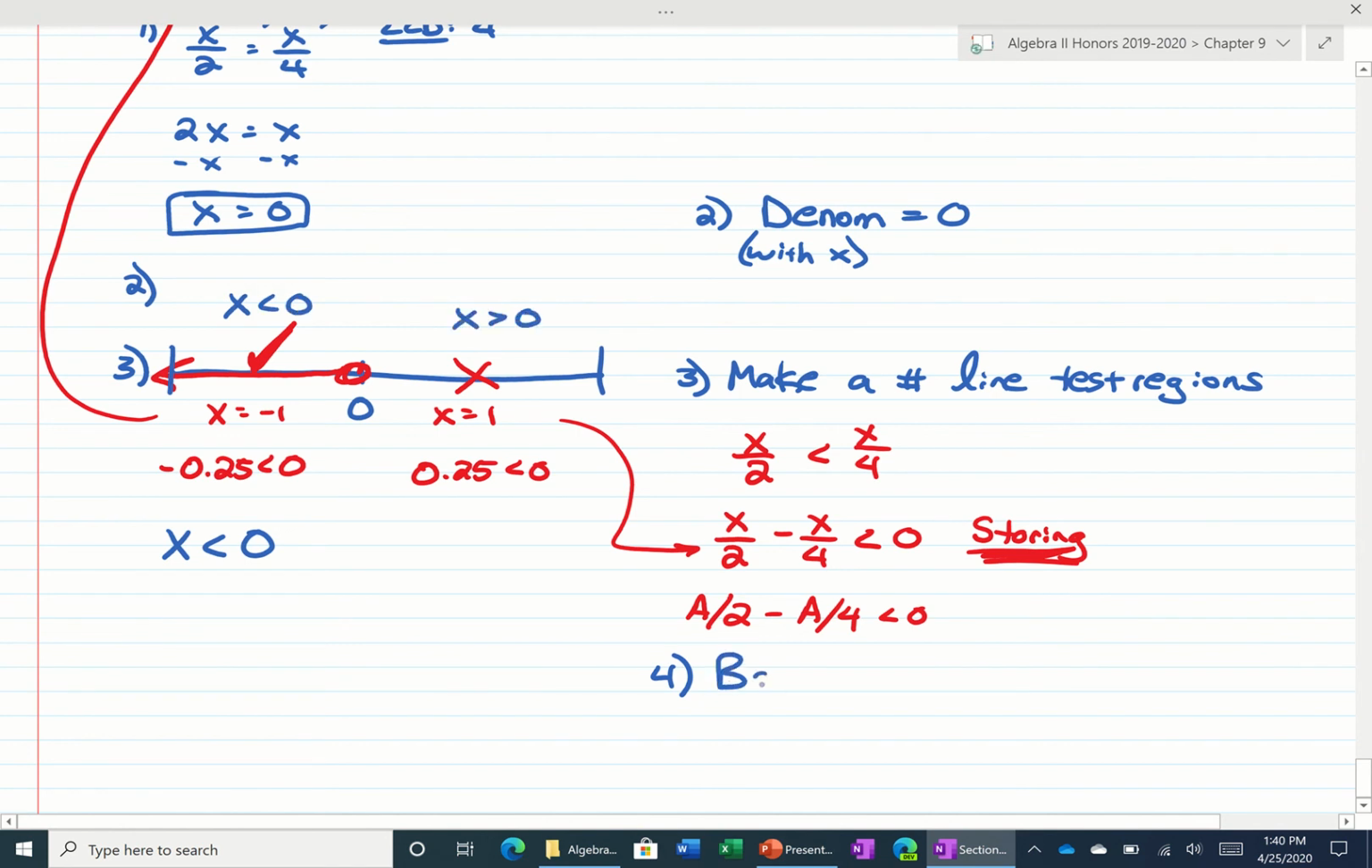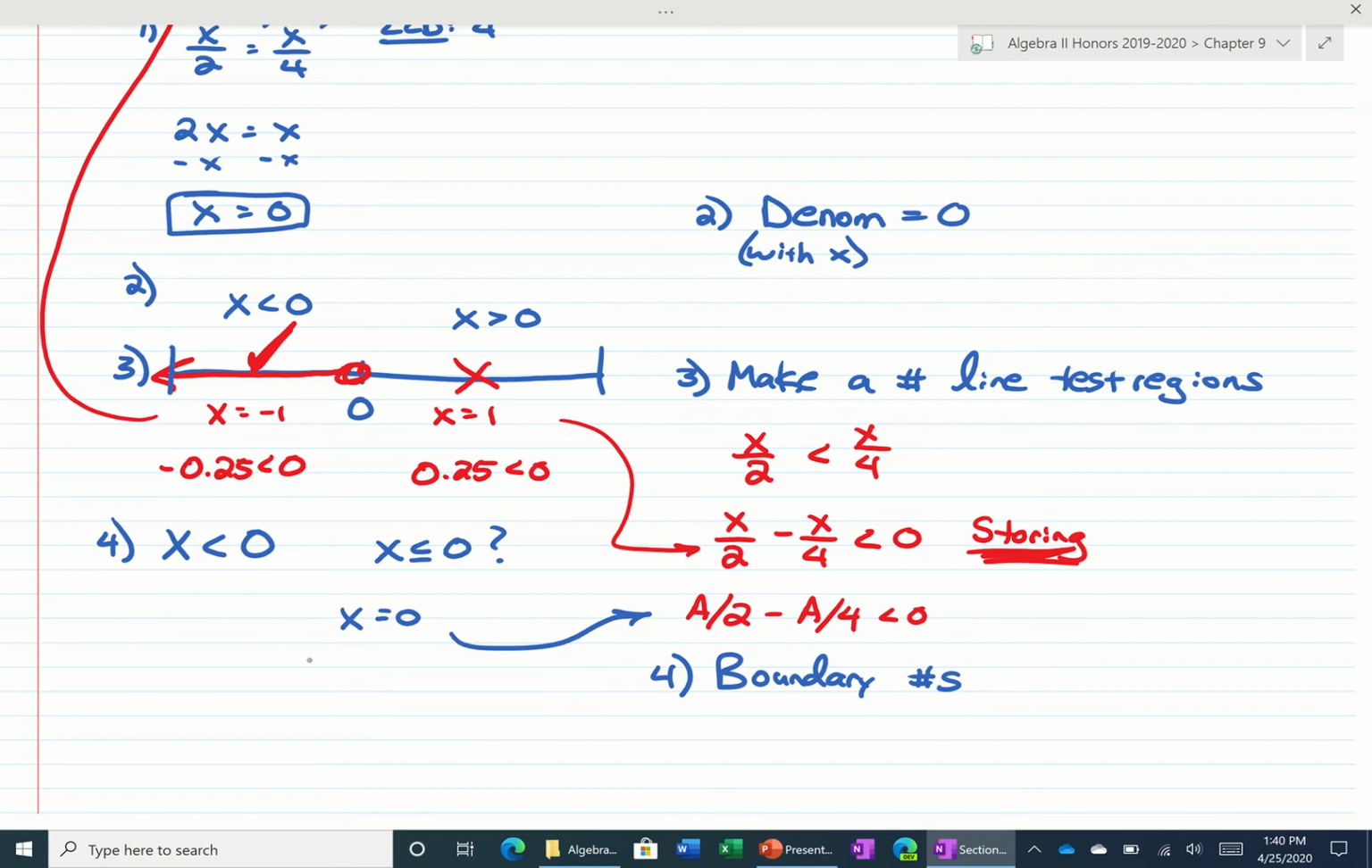The last step we have to do is test our boundary numbers. So for step 4, x is less than 0, but what about could it be less than or equal to 0? So if I store 0 in, I'm going to test it out and see what happens. 0 store for a. My calculator is telling me that 0 is less than or equal to 0.